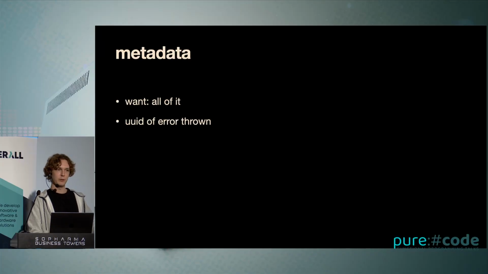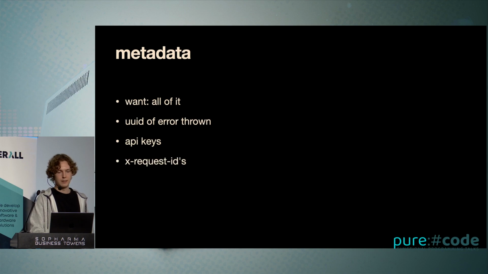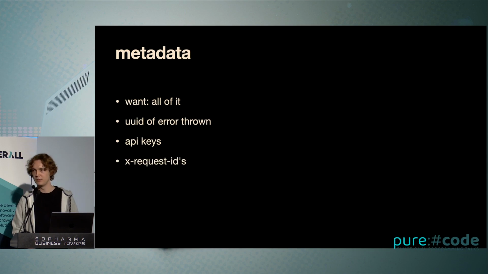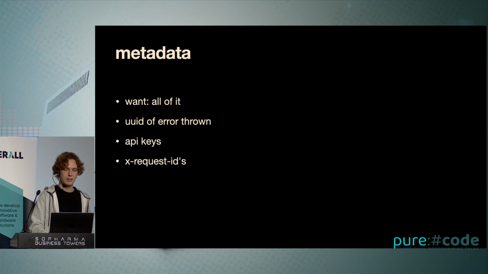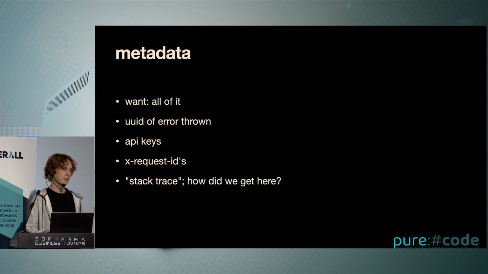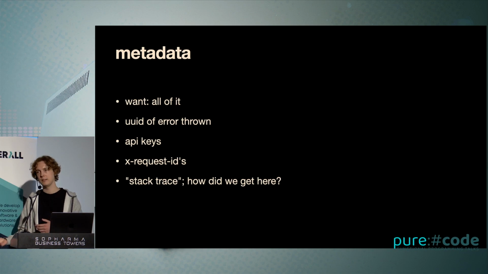I want to be able to refer to this particular instance of this error being thrown so I can see it in the log files. I want to see any API keys related to this. I want to see the X request IDs if you're doing any HTTP requests. I want some kind of stack trace. Like, sure, you can use the normal stack trace to actually look at a stack, but you could also look at the path you took through the application to get here.